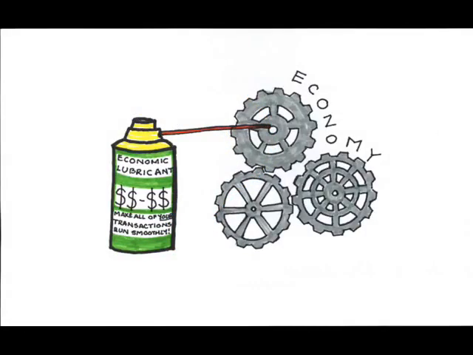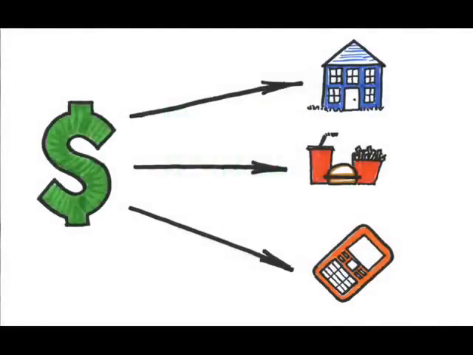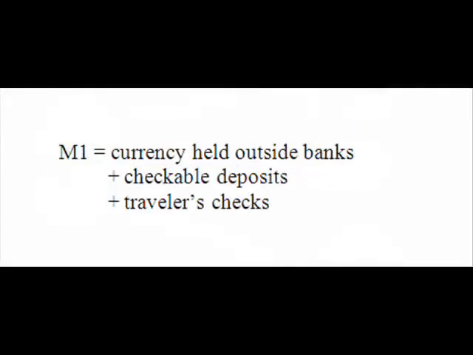Now that we know something about money, what is the definition of the money supply, i.e., what's included in the money supply? Well, there are actually multiple official versions of the money supply. Let's start with the narrowest definition, M1. M1 includes the components of money that are most easily and immediately converted to goods and services, or the most liquid assets: currency held outside banks, checkable deposits, and traveler's checks.